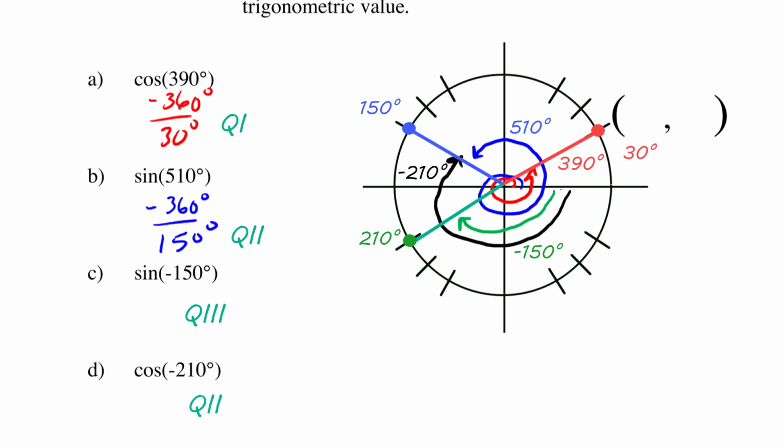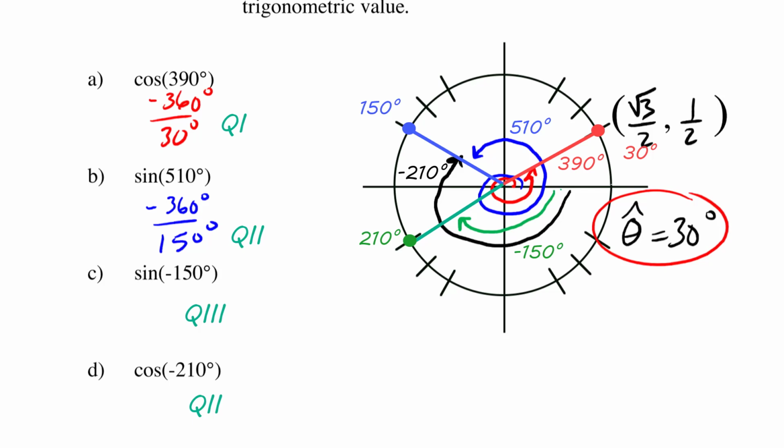So now that we have those values there, I want you to recognize that they are all theta hat equals 30 degrees. They're all related to each other at 30 degrees. And the ordered pair at 30 degrees is square root of 3 over 2, comma, 1/2. There it is. The thing is, we don't need to write it all the way around the circle. We can just use the positive and negative in each quadrant to relate it back to the individual cosine and sine values for theta hat equals 30 degrees.